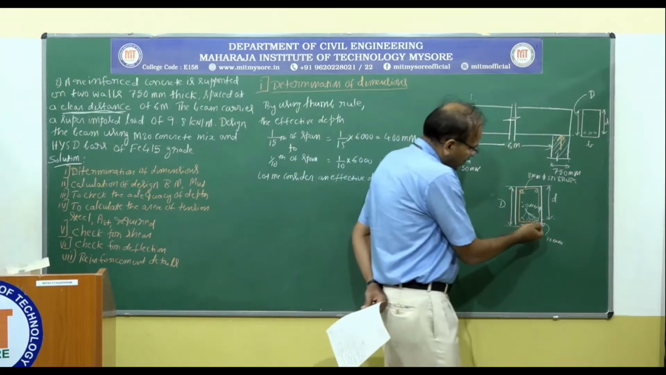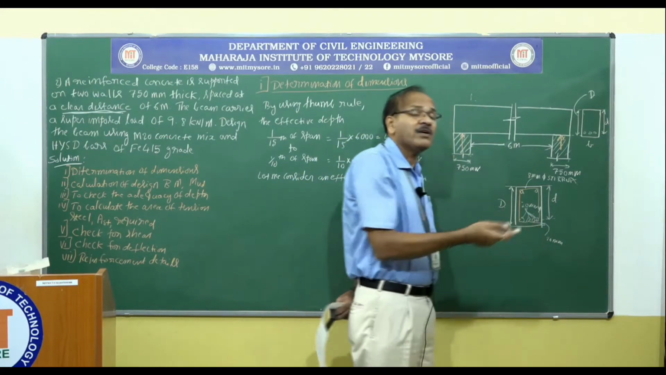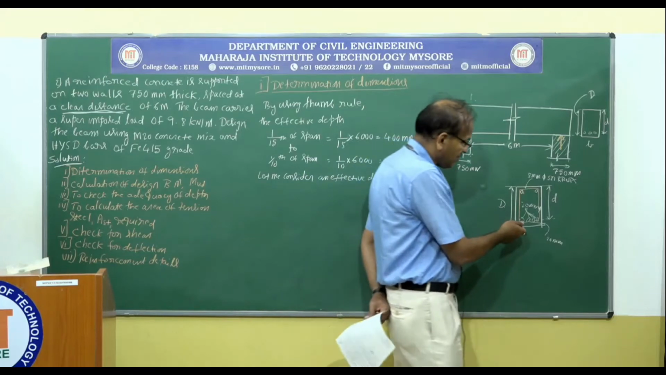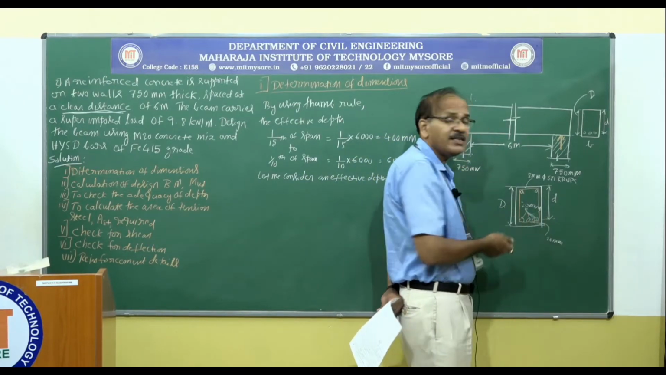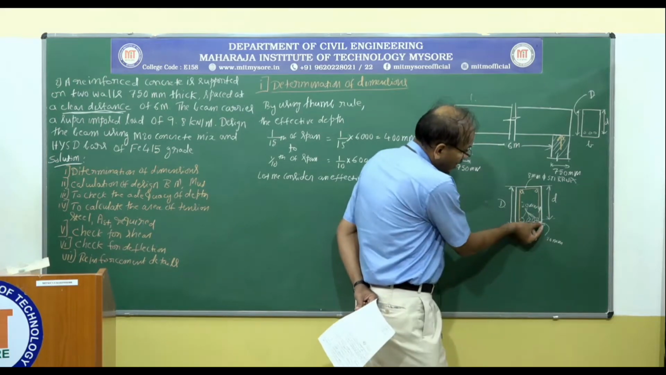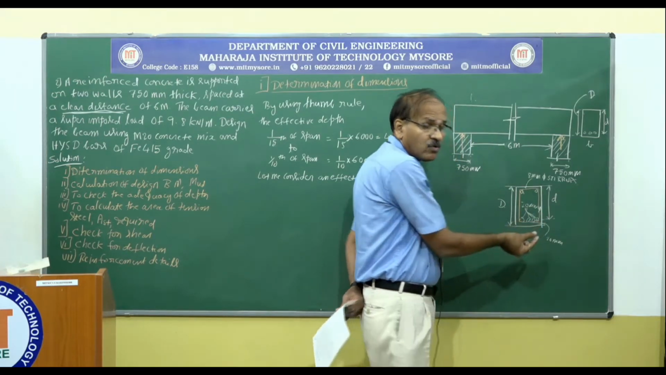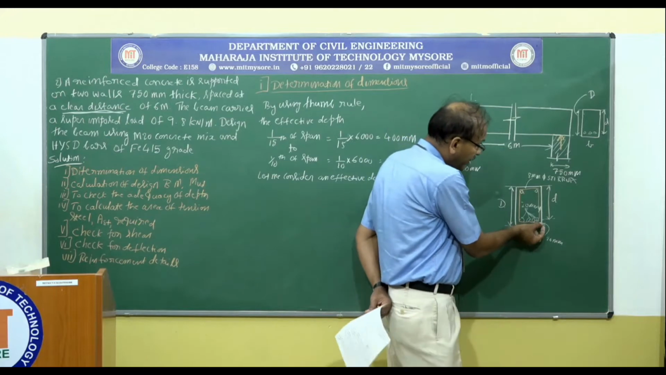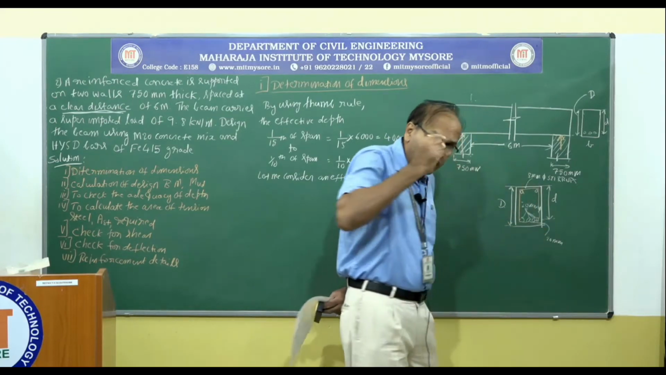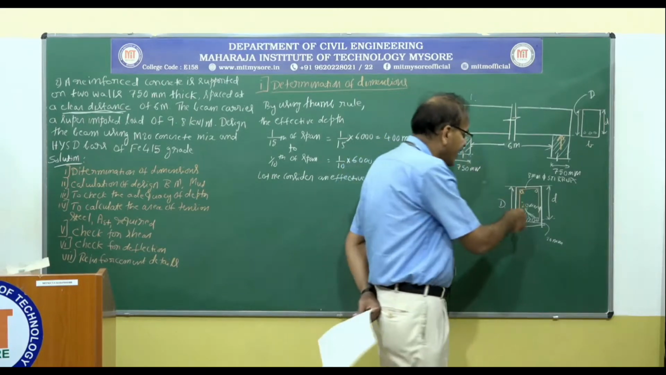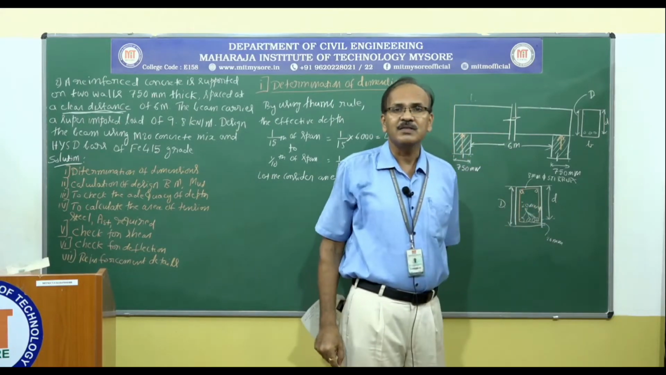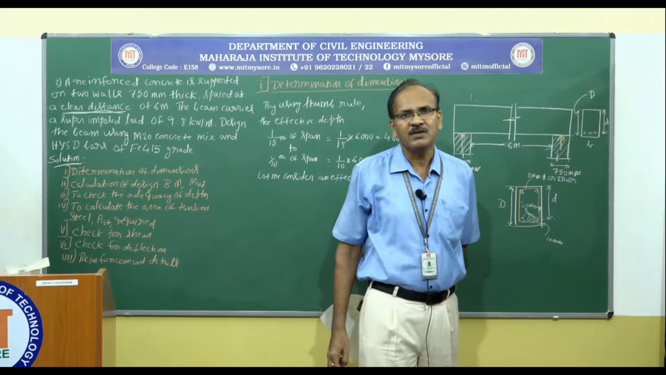Then what is the effective cover? As I said, effective cover is going to be measured from the edge of the tension zone to the centroid of the tension steel. That is, for a mild exposure from the code book, it is 20 millimeter plus diameter of the stirrup plus half the diameter of the tension steel. That is going to be the effective cover.